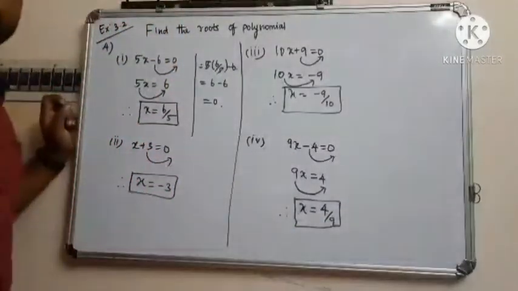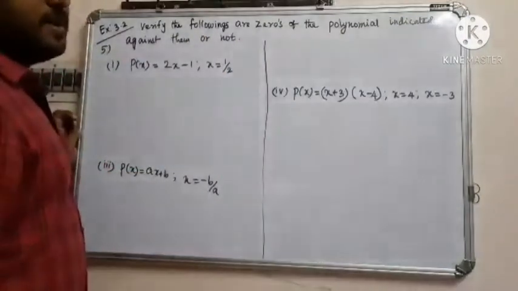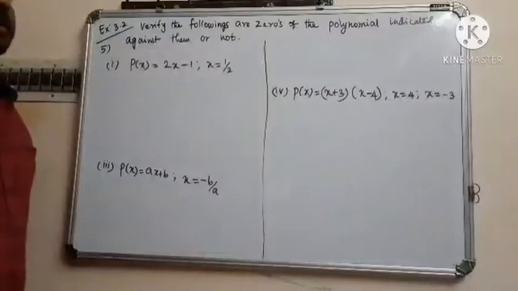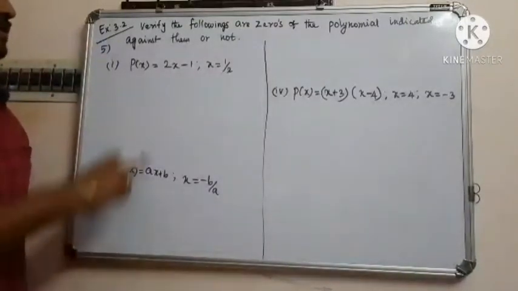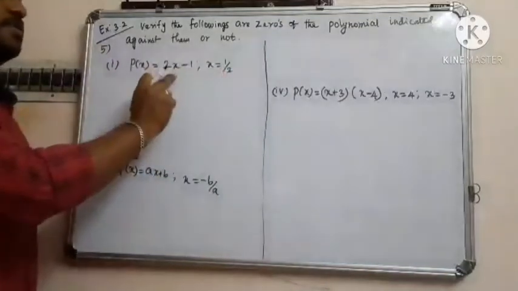Clear? Next, fifth one. Verify whether the following are zeros of the polynomial indicated against them or not. You have to check. So a polynomial is given and then the zeros of the polynomial are also given. You have to substitute the value.